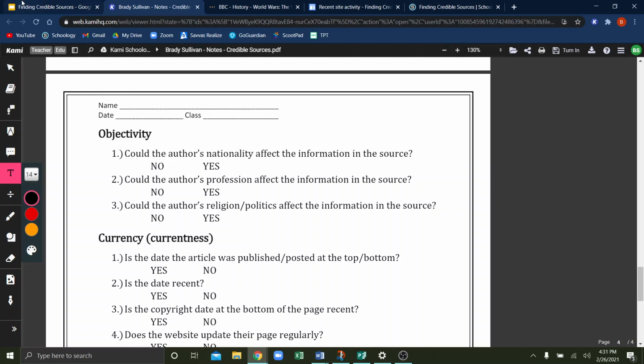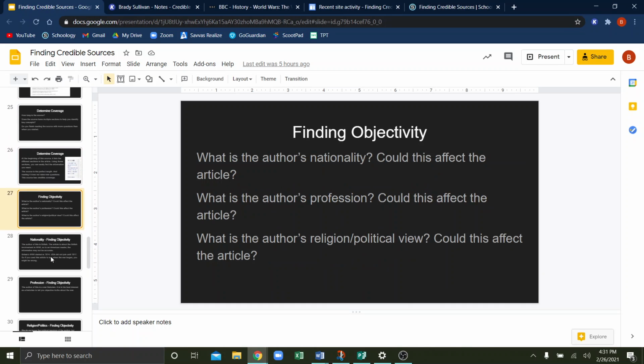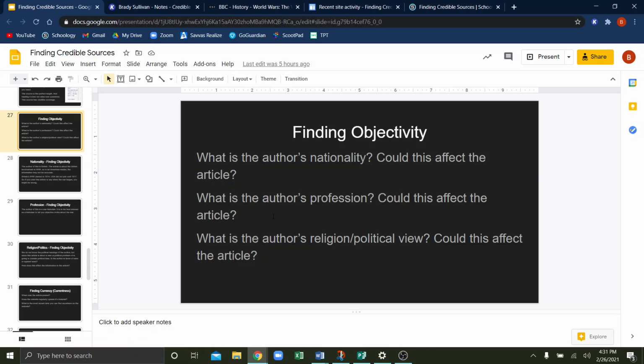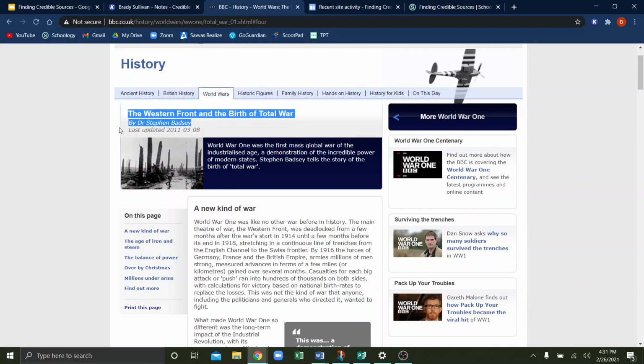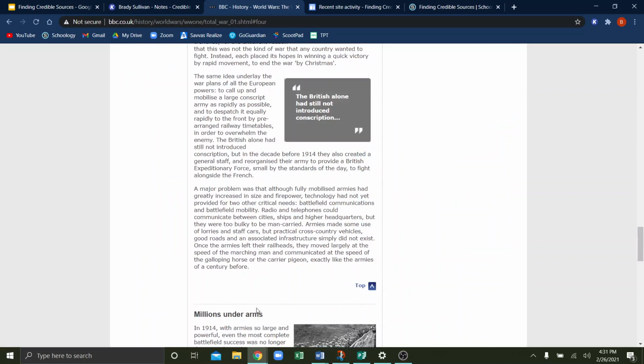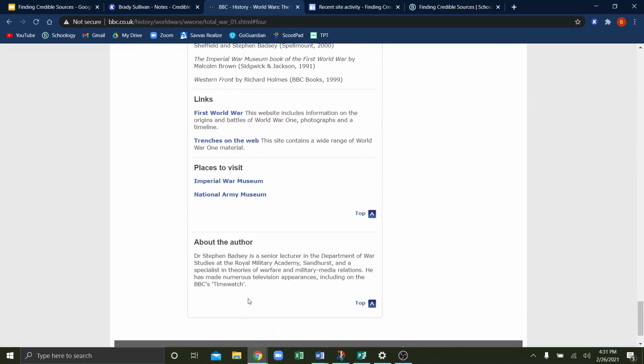All right. Next, objectivity. What is the author's nationality, and could that affect the article? What is the author's profession, and could that affect the article? What is the author's religion and political point of view, and could that affect the article? You need to ask yourself all 3 of these questions. Let's flip back over here and let's think about who Stephen Badsey is. Okay, it doesn't tell us this in his About the Author section, but he's British.